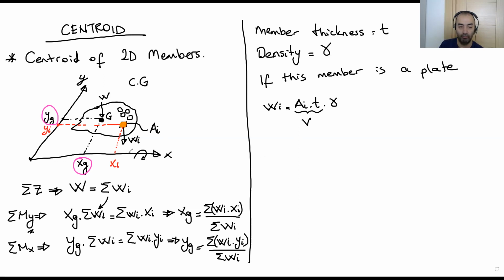So if I change these equations according to this weight here, let me write xg equals, so total Wi is Ai times t times density. Okay, this part is Wi times xi.